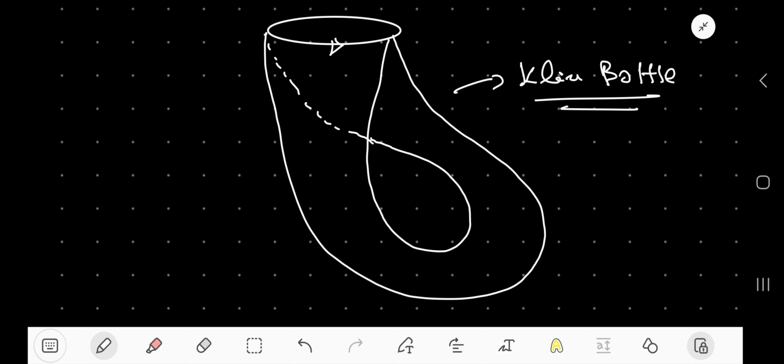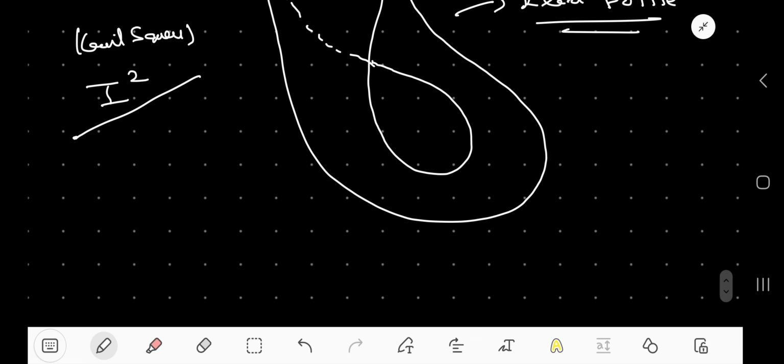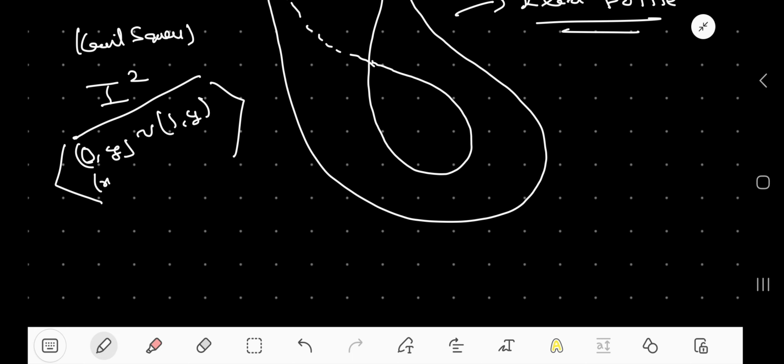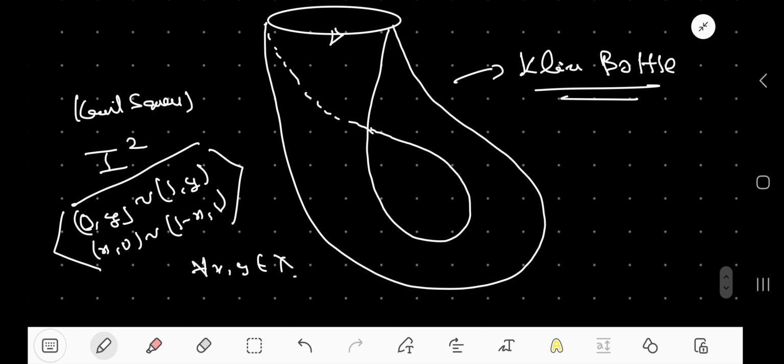And how are we typically identifying this? I am simply starting with I², that is I cross I, where I represents the closed interval [0, 1]. So I am starting with the unit square. What points am I identifying? I am identifying the vertical edges, the points (0, y) identified with the points (1, y). And the other identification: I am identifying the horizontal edges in reverse direction, identifying (x, 0) with (1 − x, 1), for all (x, y) in X. This identification space will give me the Klein bottle.